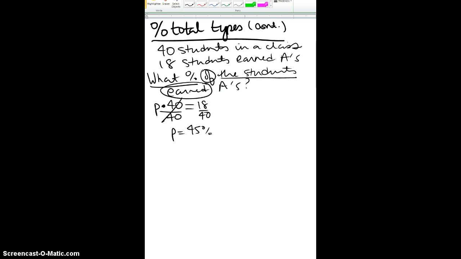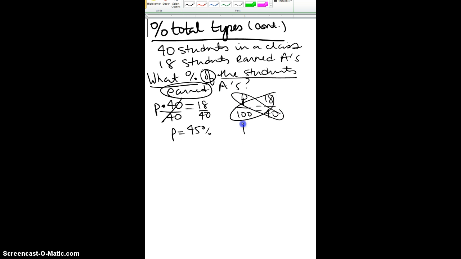If you want to do it as a proportion, then you'd have P out of 100 equals, and so this is like part out of total, but of course with percent, your total is always 100. So part out of total, and then over here, part out of total. Well, the part would be those 18 students that got A's. The total would be all 40 in the class.